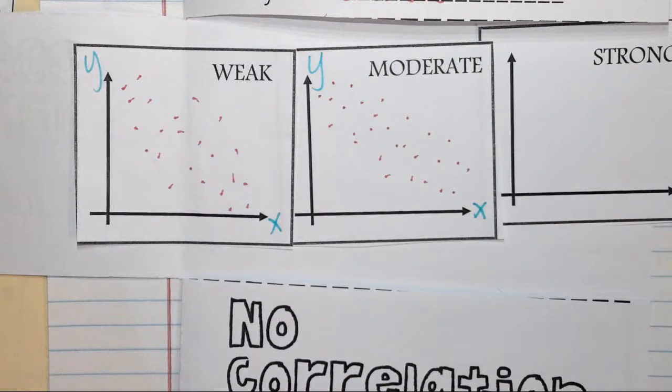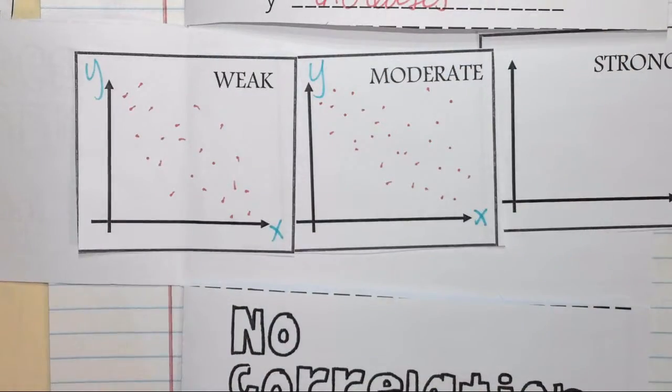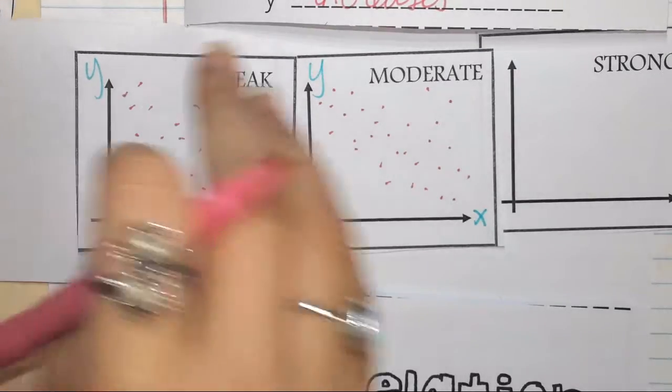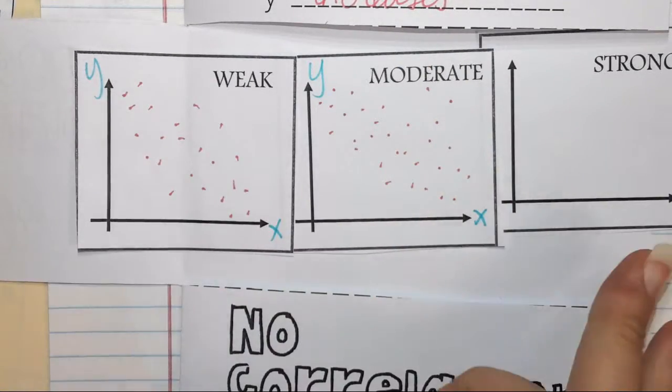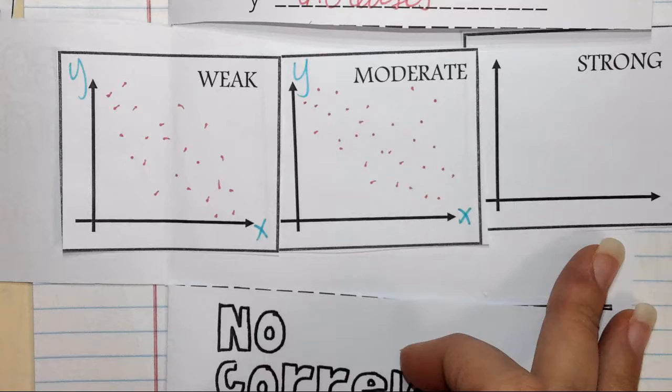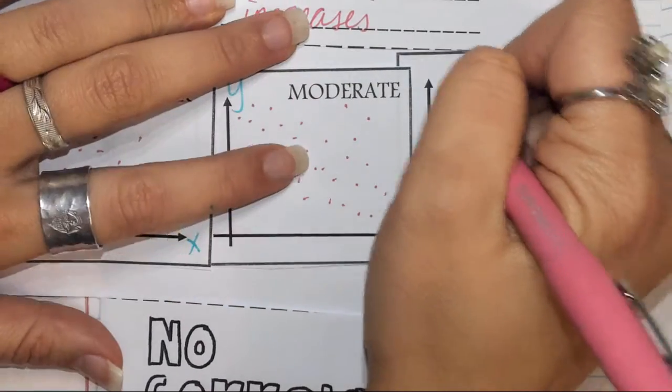Alright, so that's what a moderate one looks like. Okay, baby, you see how this one's a little more scattered and this one is a little more condensed? Yeah. So it's strong.